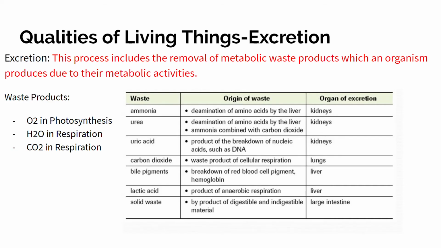Qualities of living things, specifically for excretion. Excretion is the process which includes the removal of metabolic waste products which an organism produces due to their metabolic activity. Some I listed are oxygen and photosynthesis, water and respiration, and carbon dioxide and respiration. There's also a chart here.